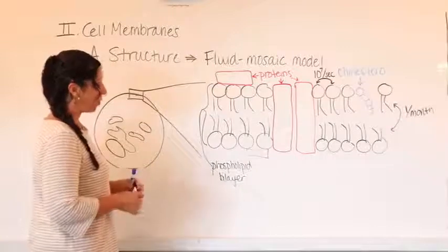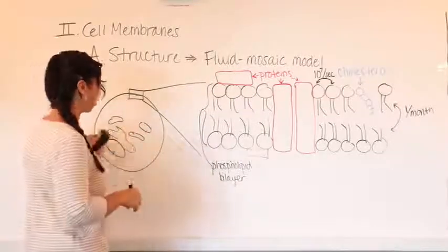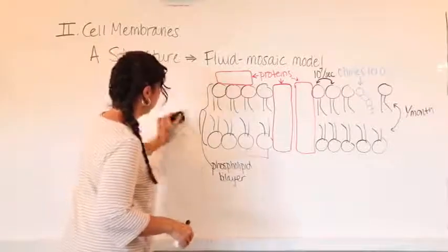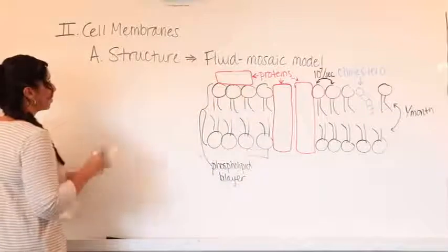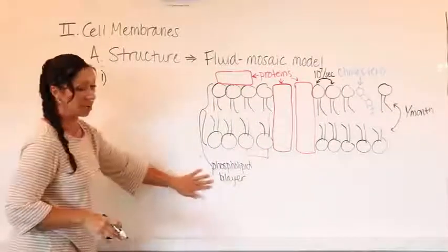That would be the mosaic part of the fluid mosaic model. All right, so now you know what the cell membrane looks like. Let's talk a little bit about what each portion does. So I'm just going to erase the cell and keep this part up. So number one, under structure, it's made of 3 different parts. We're just going to reiterate that right here.